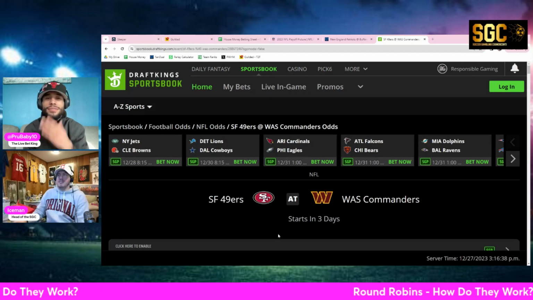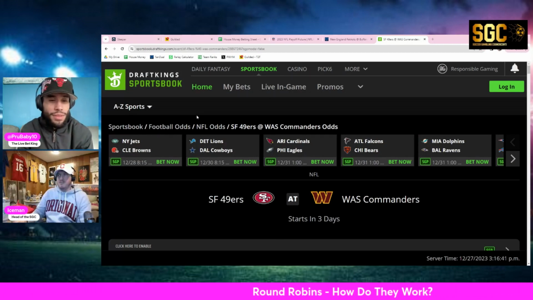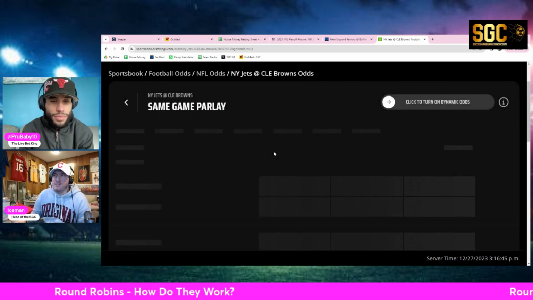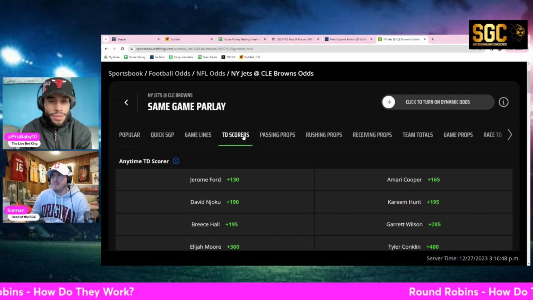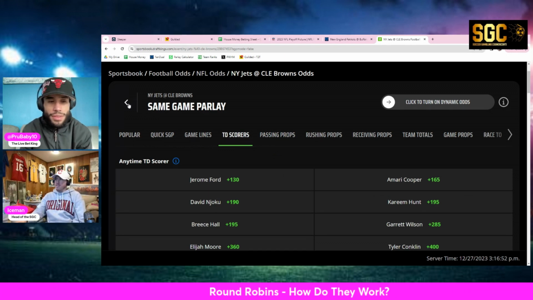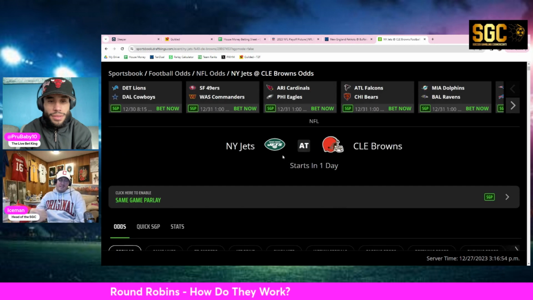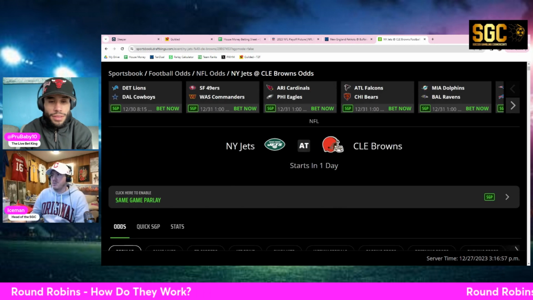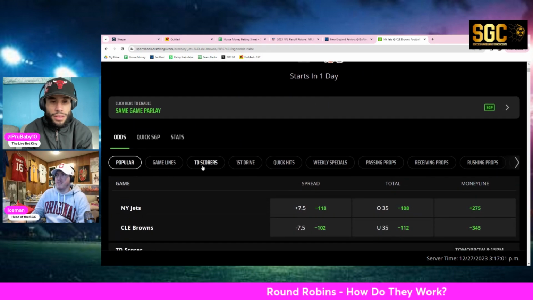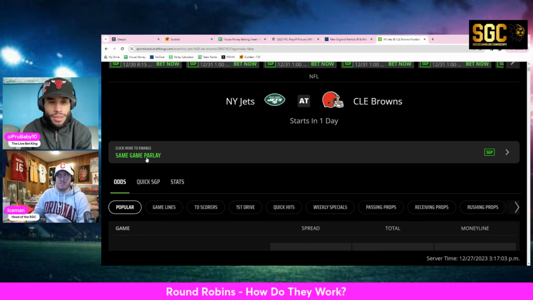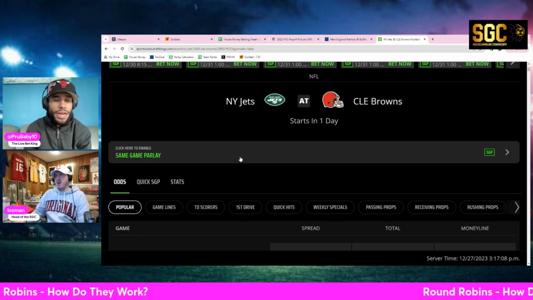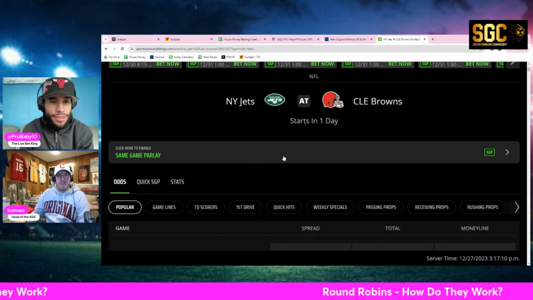First off here, this is DraftKings Sportsbook for those that are not familiar. Thursday night football, we have Jets at Browns. And what you see here is one of the things that they do. One of the differences with DraftKings is that you have to specifically choose whether you're taking a straight line or you want to enable the same game parlay option.